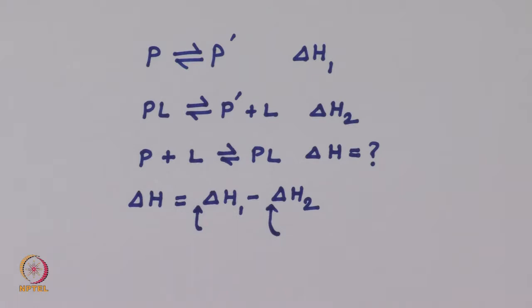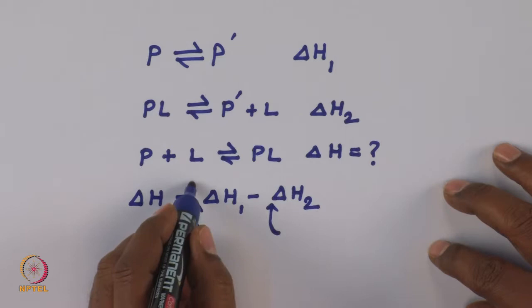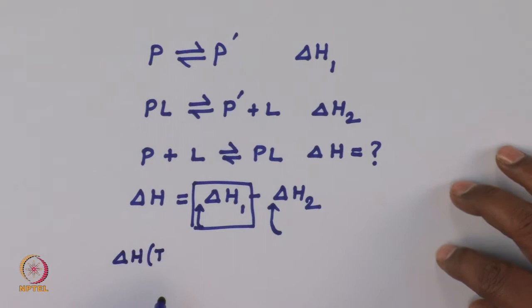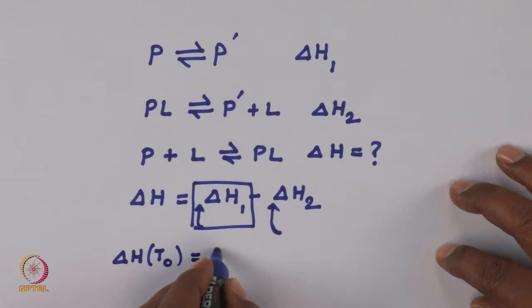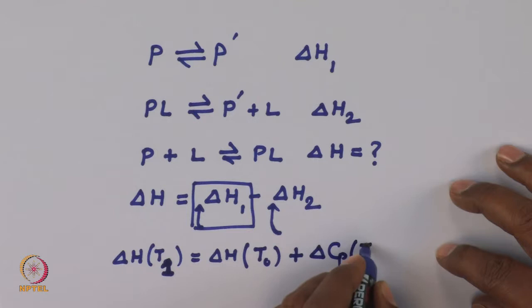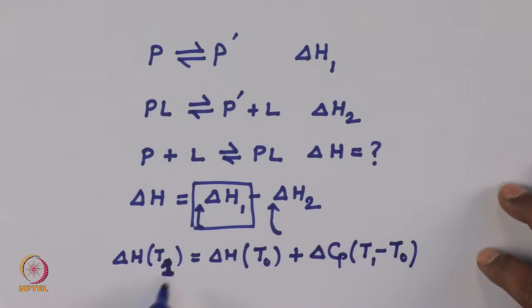Now, for this, I can write delta H at temperature whatever it is. Here, if I am saying in the absence of ligand, then it will be equal to delta H at another temperature, or let me put this as T1, that will be easier. If I put T1, this will be delta H at T0 plus delta Cp into T1 minus T0. So, at any temperature, we can connect the enthalpy with the reference temperature and delta Cp.